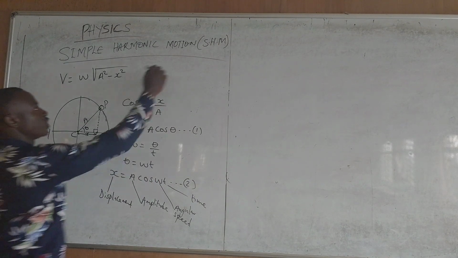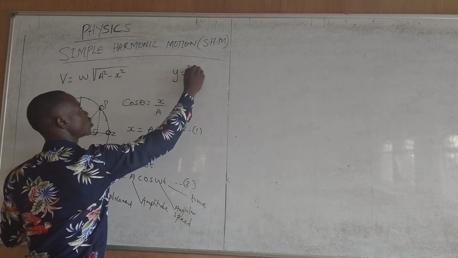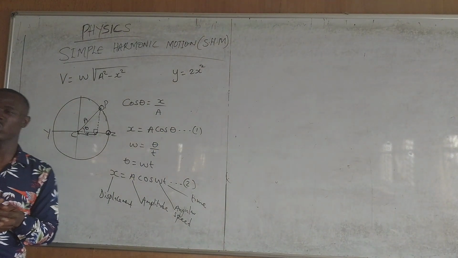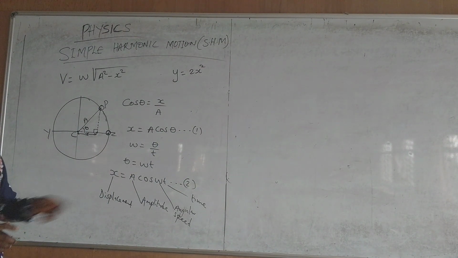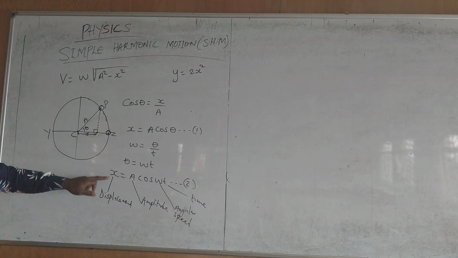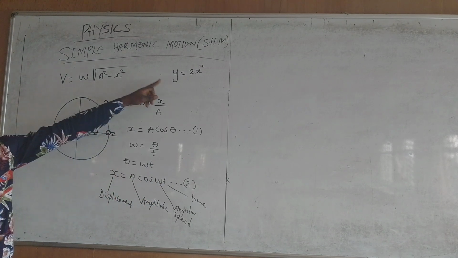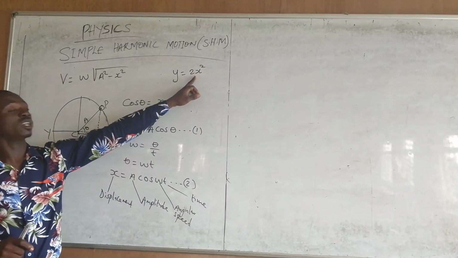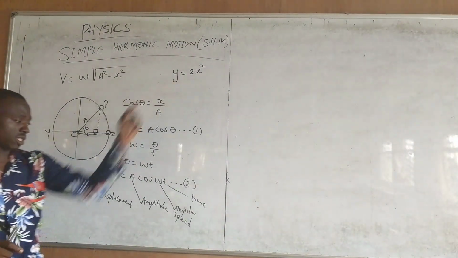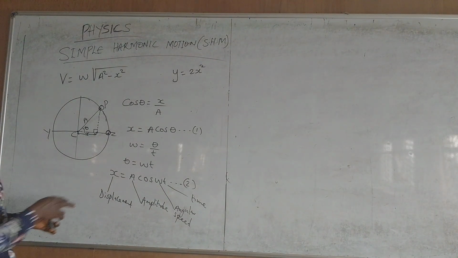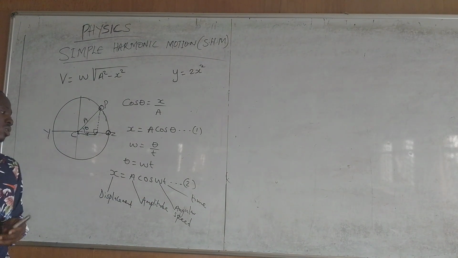Now we are going to differentiate x with respect to t. If you have y equals 2x squared, for example, they will ask you to differentiate y with respect to x, because y is a function of x. But here, x is a function of t. So we are going to be differentiating x with respect to t.